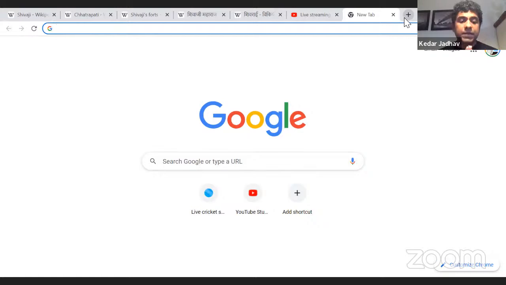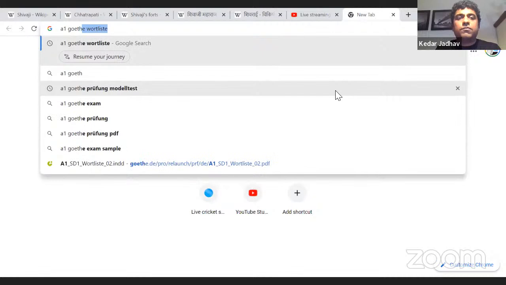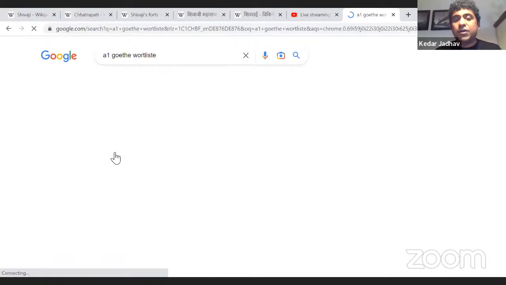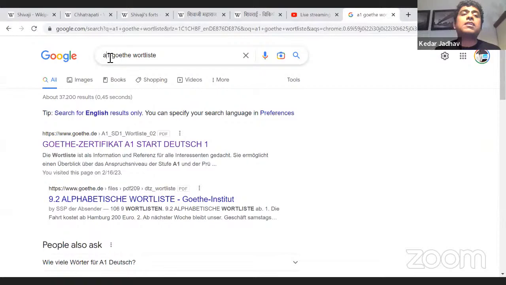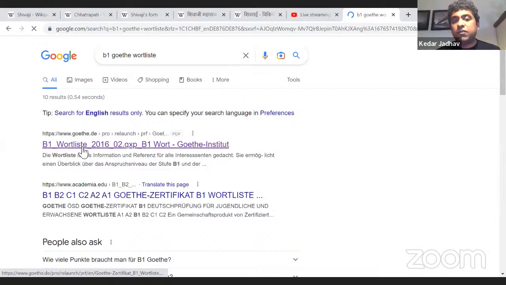About the PDF, you just have to search A1 Goethe word list, whatever word list, and you will get the word list. This is completely Goethe's word sheet that I had given, the first 700 words. Similarly, if you go and write B1 Goethe word list, you will get the official Goethe B1 word list. Understood, everybody? Yes. How to get that? It's available. There is no magic or anything in that. I have just downloaded it. Okay. Everybody can see this?